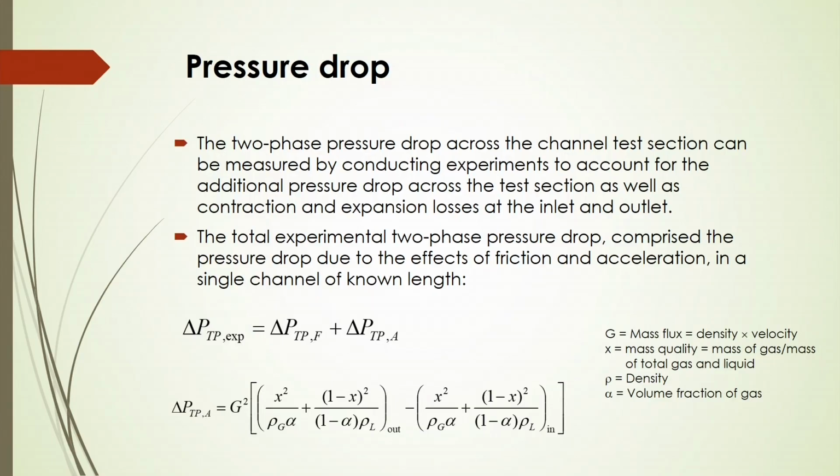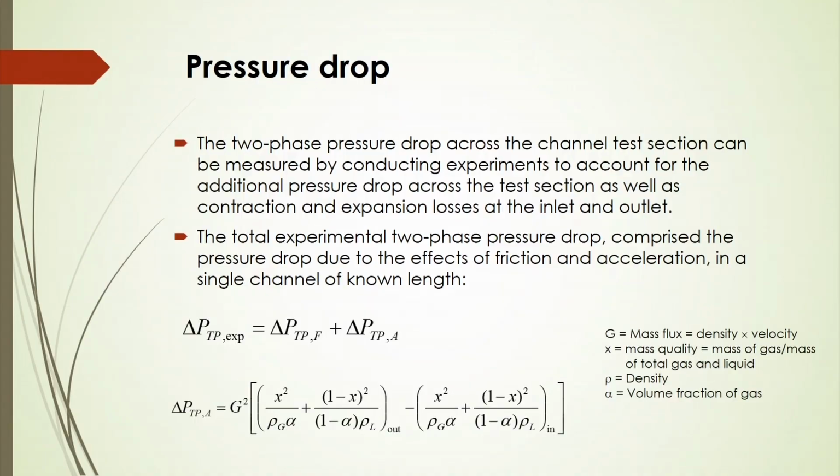So, you will see there will be a change of cross sectional area from the two inlets to one channel inlet. In that case, of course, there will be some contraction or expansion factor that should also be considered. So, due to the contraction and expansion losses at the inlet and outlet, there will be an additional pressure drop across the test section. That should also be considered in your calculation.